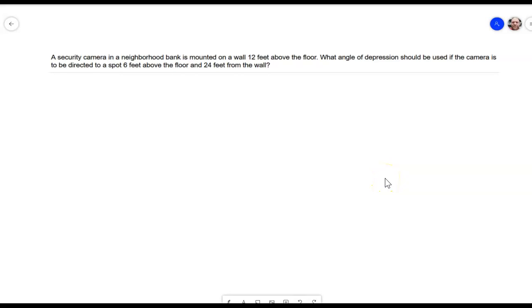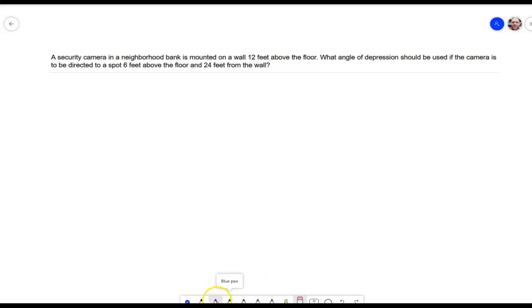Today I wanted to take a look at an example of right triangle trigonometry. Here's a word problem, and I want to see about how we would go through the steps of solving this. So here it is. A security camera in a neighborhood bank is mounted on a wall 12 feet above the floor, and it says what angle of depression should be used if the camera is to be directed to a spot 6 feet above the floor and 20 feet from the wall.